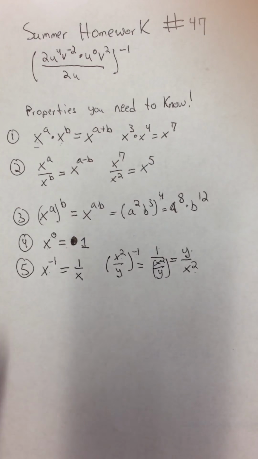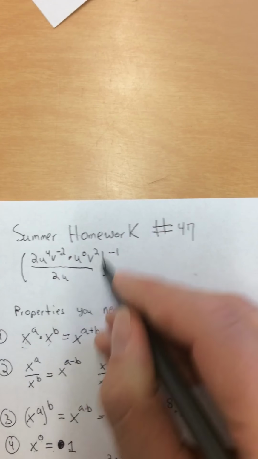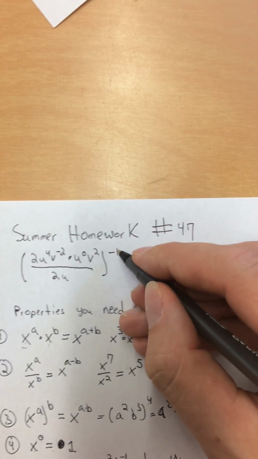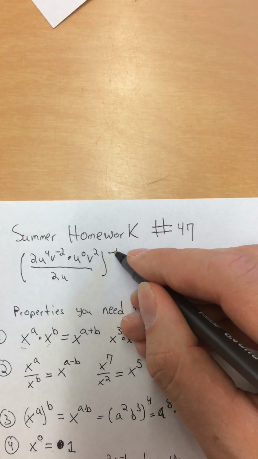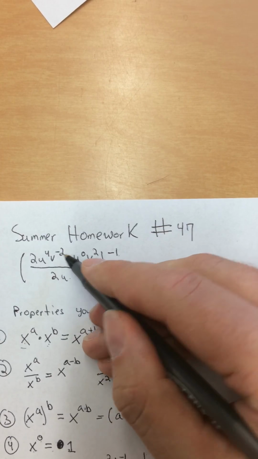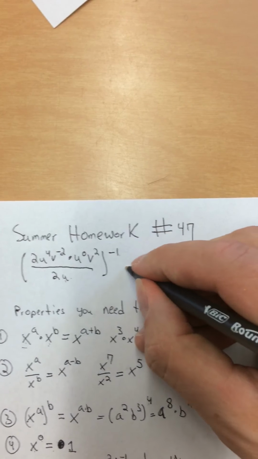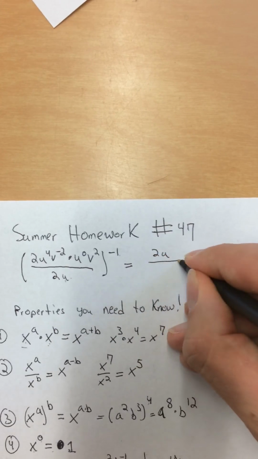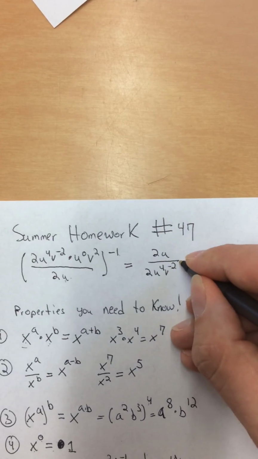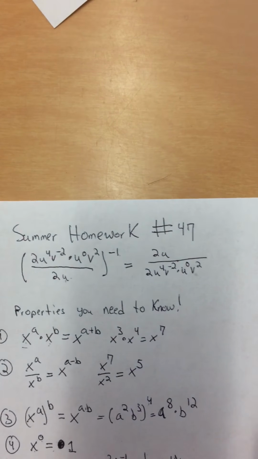So let's go back to our original problem, and we'll see it's this giant thing to the negative 1. You can do this in a number of different orders. The first thing I'm going to do is notice that since all of this is to the negative 1 power, it's going to be 1 divided by the whole thing. So everything in the numerator will move to the denominator, everything in the denominator will move to the numerator. So this is equal to 2u divided by 2u to the fourth, v to the negative 2, times u to the 0th, v squared.